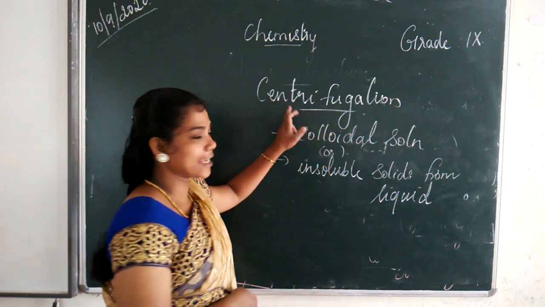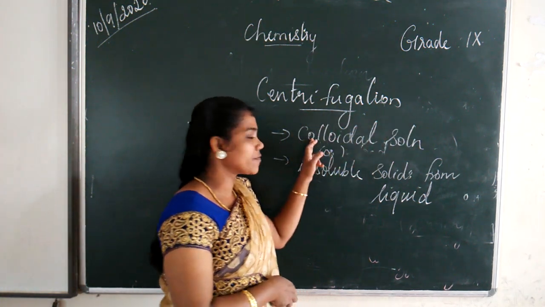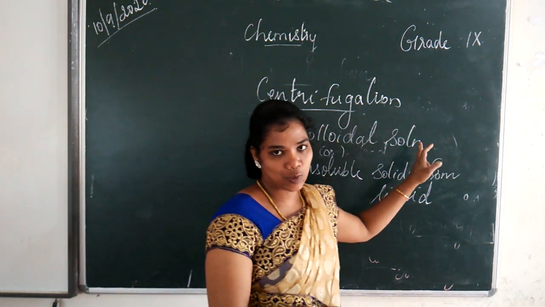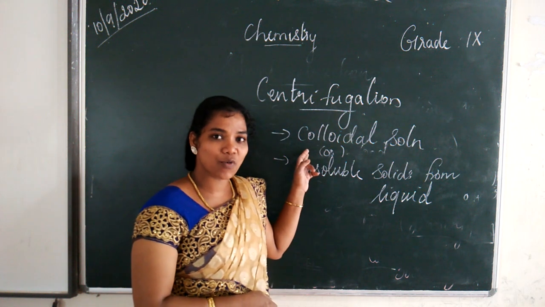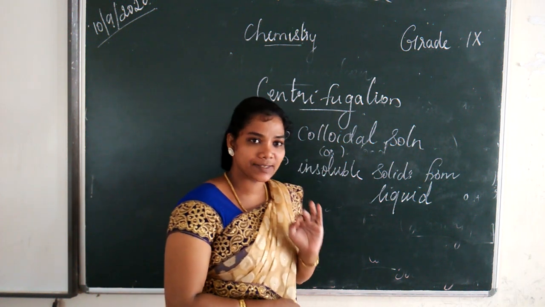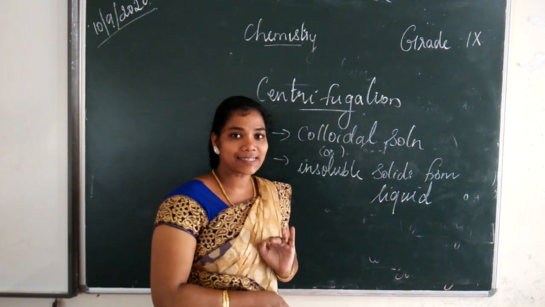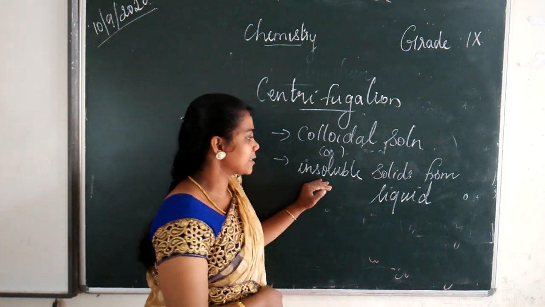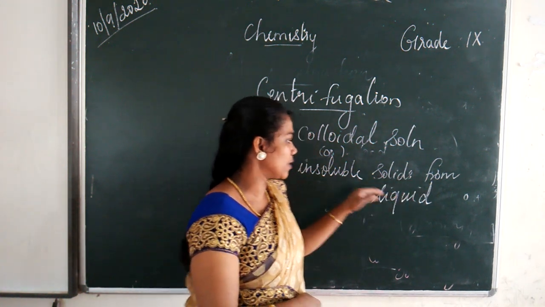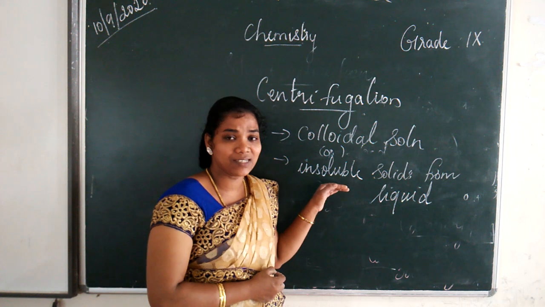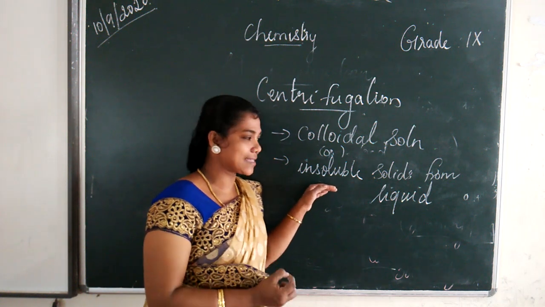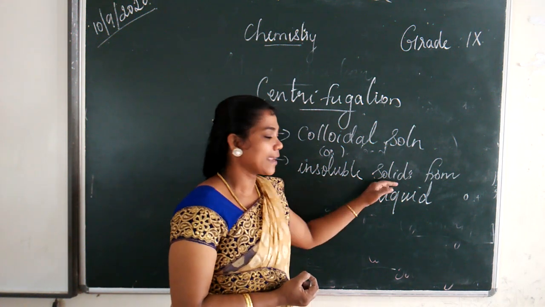So this is the technique used for separating what type of solution? Colloidal solution. Colloidal means what? The small solid particles that do not dissolve, and at the same time, they do not get sedimented. So these are insoluble solids in a liquid, very small solid particles, very small in size, and they do not dissolve in the liquid.